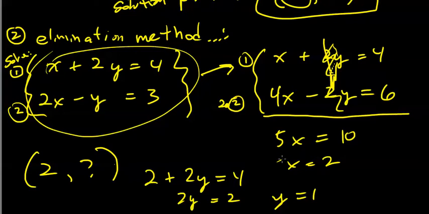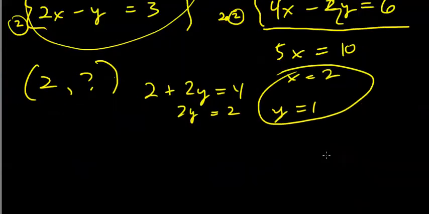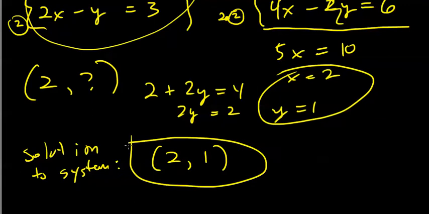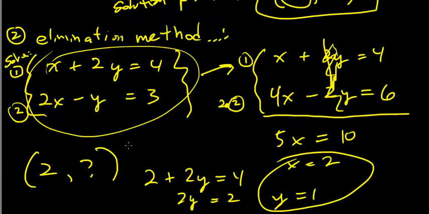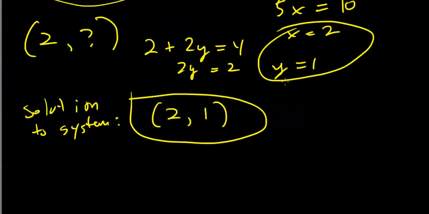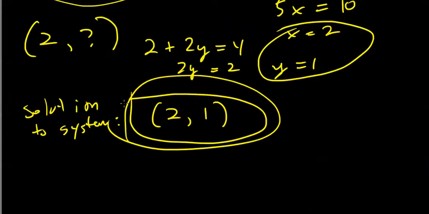So when x is 2, y is 1, and I can symbolize my answer, my solution to the 2 by 2 system, as the point x equals 2, y equals 1, or in coordinate fashion, the ordered pair 2 comma 1. Alright, so that's the elimination method. And I get the same solution I got with the substitution method. Let me point that out. 2 comma 1 with substitution, 2 comma 1 with elimination.